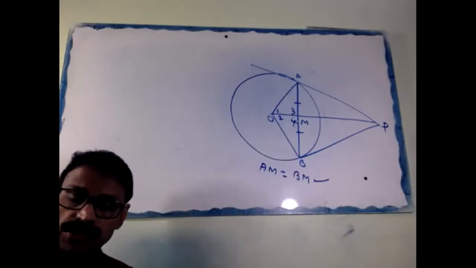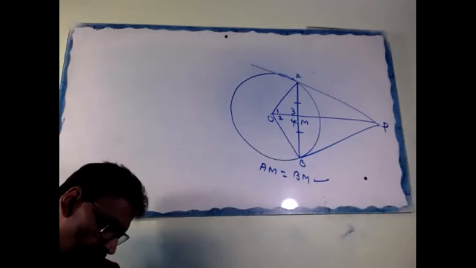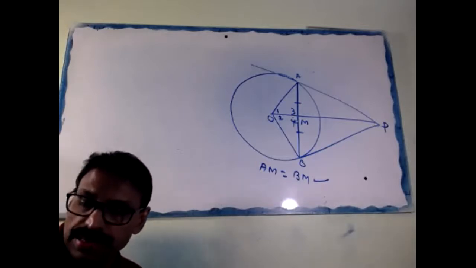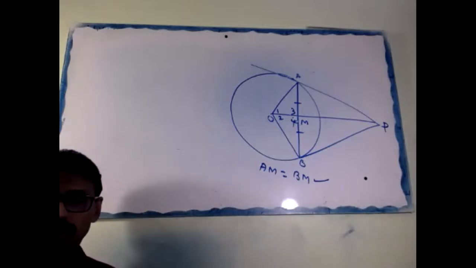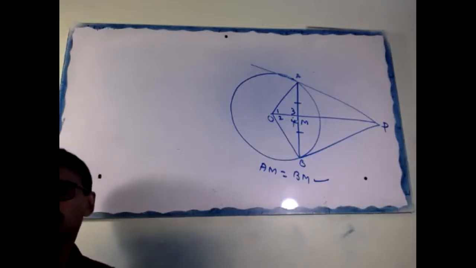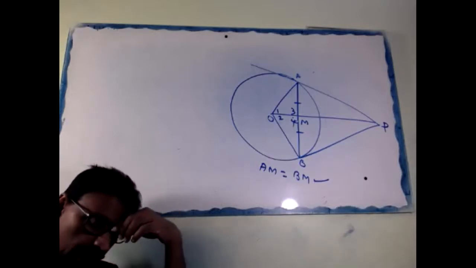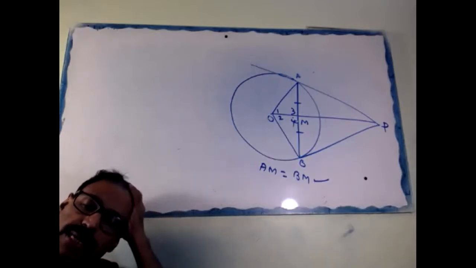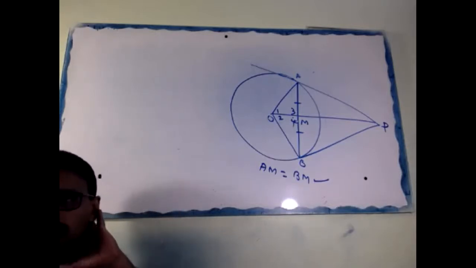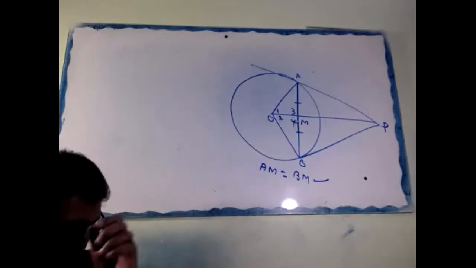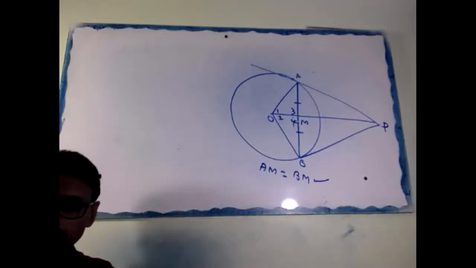Okay. So next question, right? Next one is a star question, okay? Small one and star. ABC is a right angle triangle, right angle at A.